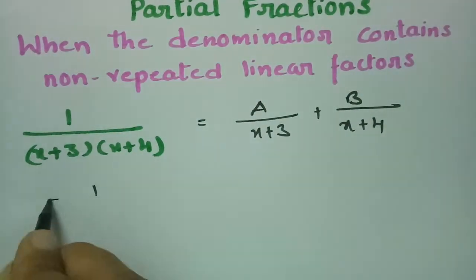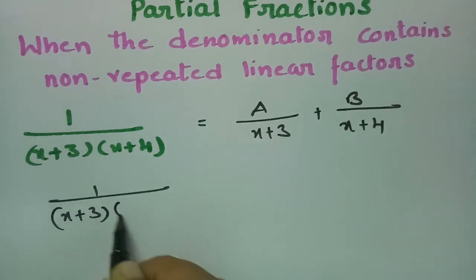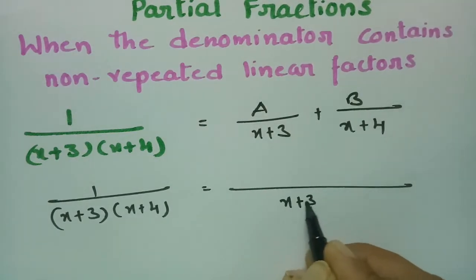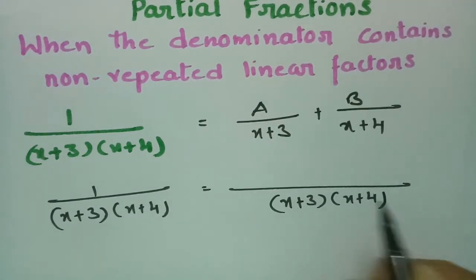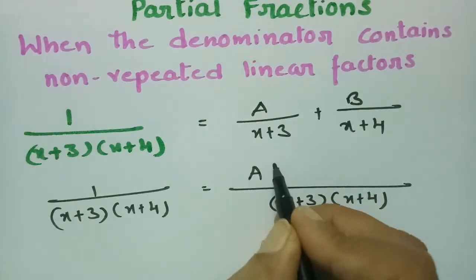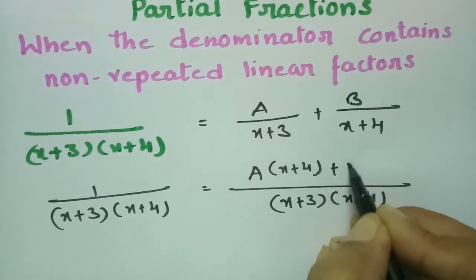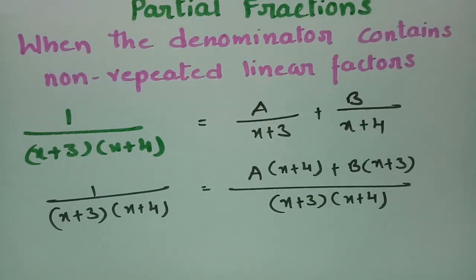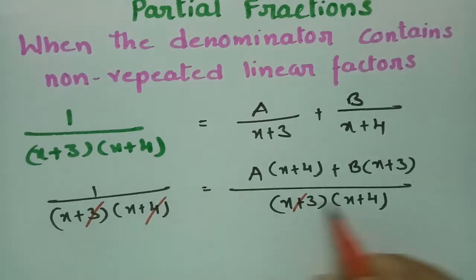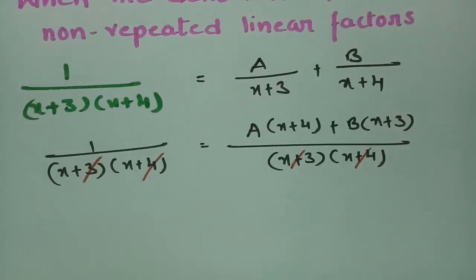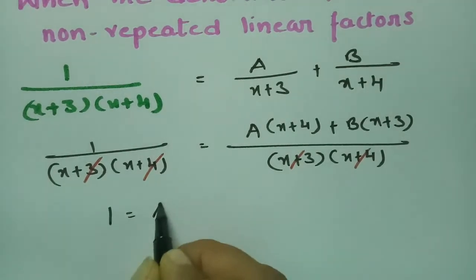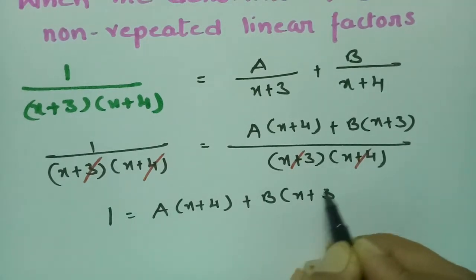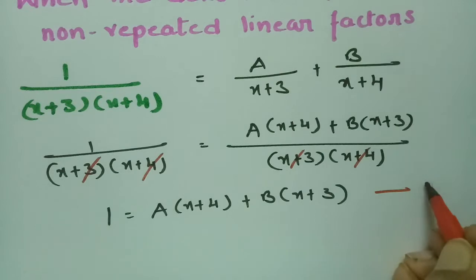Now 1 by (x plus 3)(x plus 4) is equal to, if I take LCM here, (x plus 3)(x plus 4). Now if I cross multiply, this is a times (x plus 4) and b times (x plus 3). Now I cancel x plus 3 on both sides and x plus 4 on both sides. What is the equation left over? 1 is equal to a into (x plus 4) plus b into (x plus 3). Name it as equation 1.